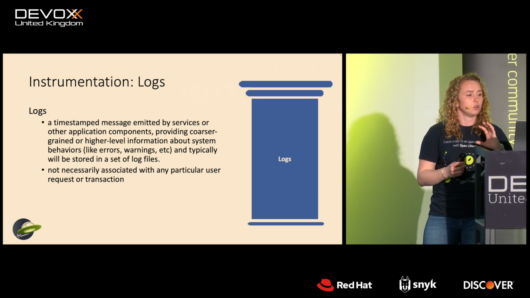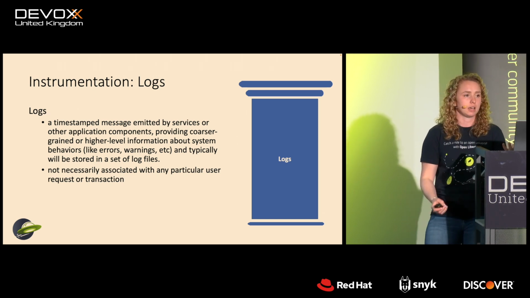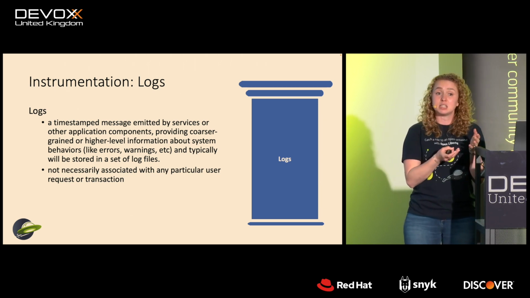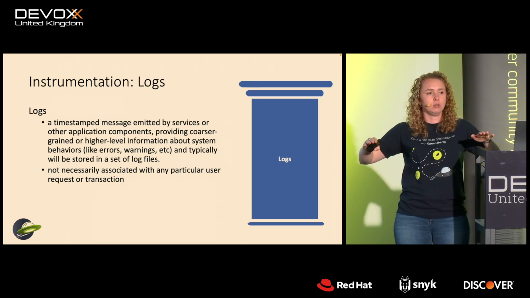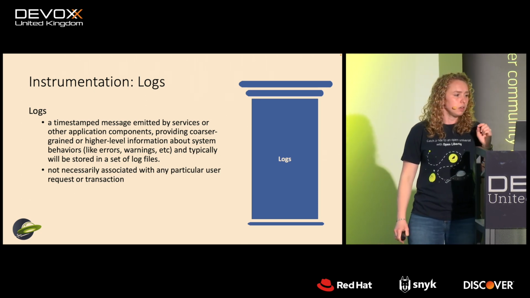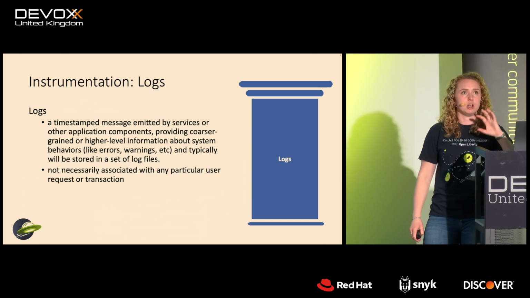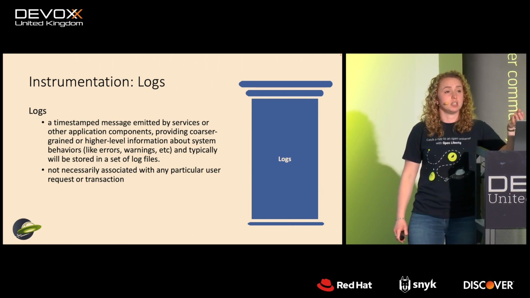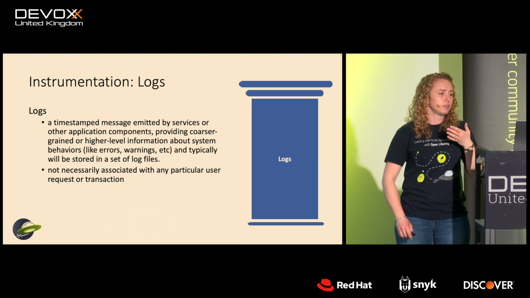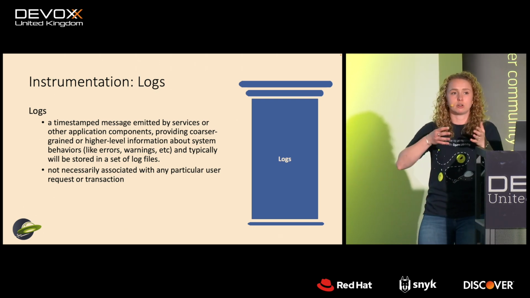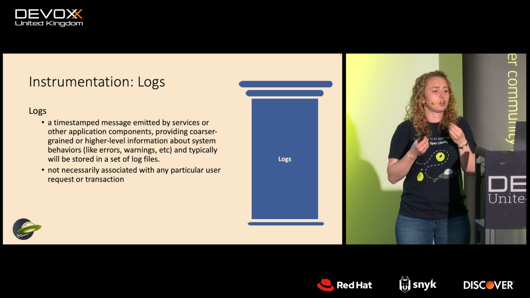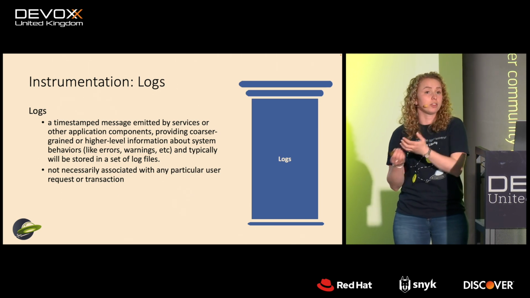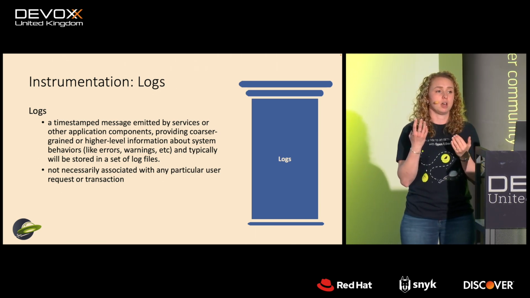It's that more coarser-grained or higher-level information about system behaviors like errors or warnings, that kind of thing. So they're fairly simplistic, fairly easy to implement, which is the nice thing, and fairly important in terms of providing that base level of understanding what's happening in our system. The one thing where I would say logs are restricted in terms of the insights they can provide is the fact that they don't necessarily associate those errors or warnings with a particular user or a particular request or transaction. So it lacks that context that we get from other things like traces or from things like metrics.